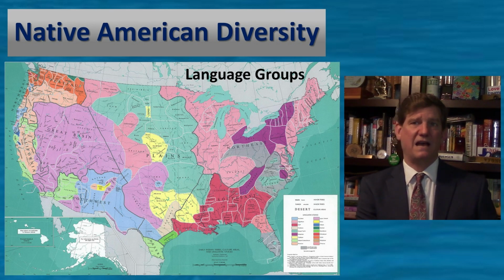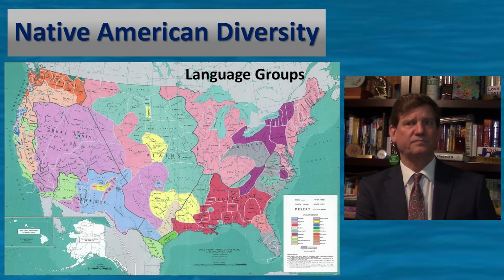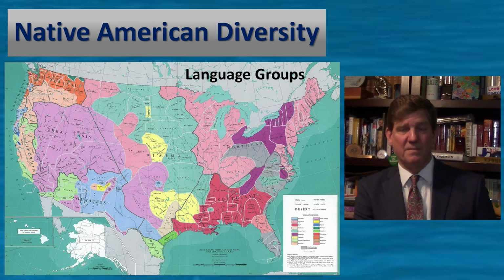And so this map we have here is a map of the different language groups in North America. All of the different colors reflect the regions in which Native Americans circulated and shared a common language group. Now in French, they have the same thing. You have Parisian French. You have the different patois, such as provincial French.